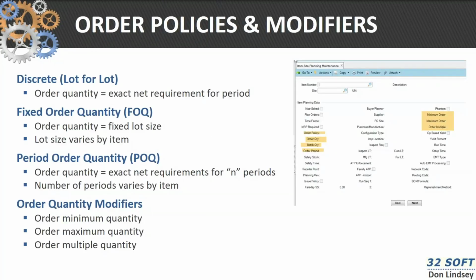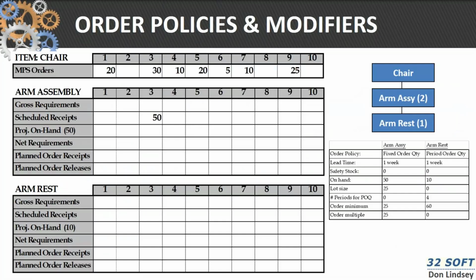There are some order modifiers that exist in QAD, and here's a quick picture of the planning data that we'll talk about. The discrete lot size, the fixed order quantity, and we talked about EOQ last week. There's a period order quantity, and then there's a whole series of these order modifiers, and we'll look at how those will take place. So here you can see that we've got an armrest and an arm assembly.